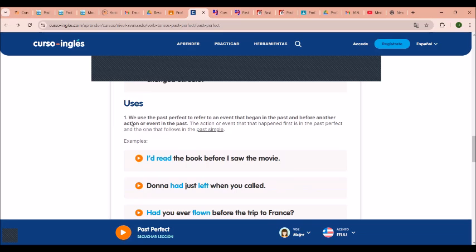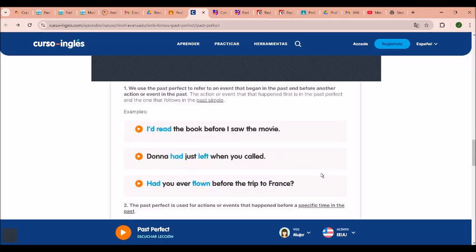One, we use the past perfect to refer to an event that began in the past and before another action or event in the past. The action or event that happened first is in the past perfect and the one that follows in the past simple.